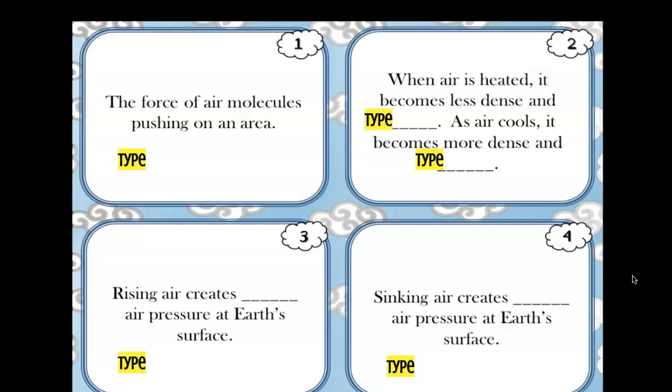Card number 3, rising air creates blank air pressure at Earth's surface. So if you have air above land and the land's getting hot, that warm air rises up, leaving behind an empty area below it, so it essentially creates low air pressure. Card number 4 is the opposite. This time we're looking at sinking air, so this is our cool air. When the air gets cold and it falls and sinks down, it leaves behind an empty area above it, so sinking air creates high air pressure at Earth's surface.